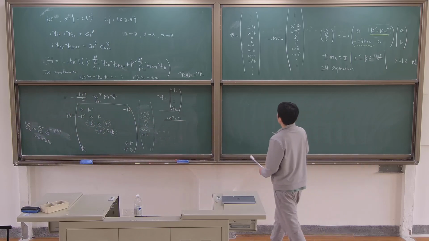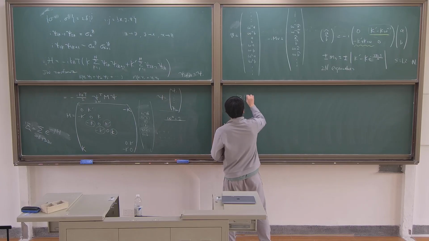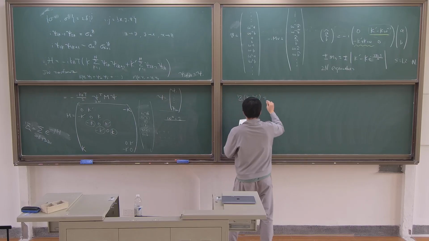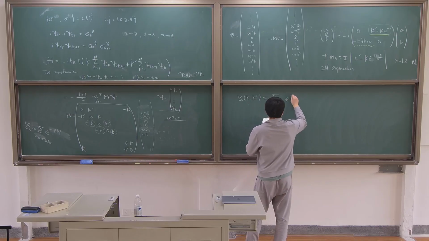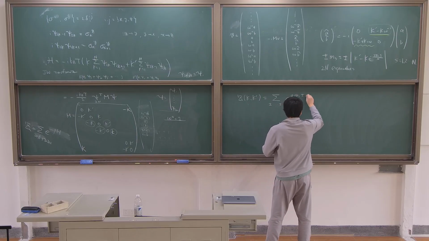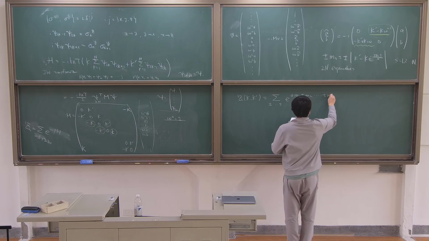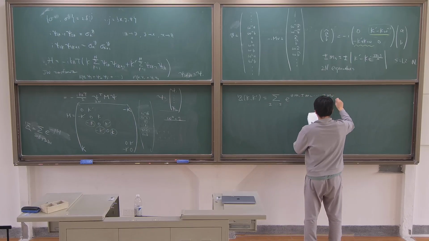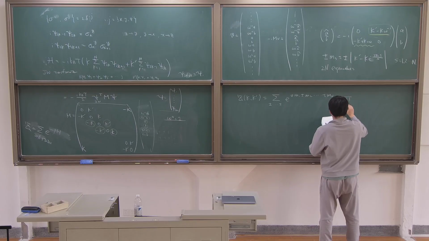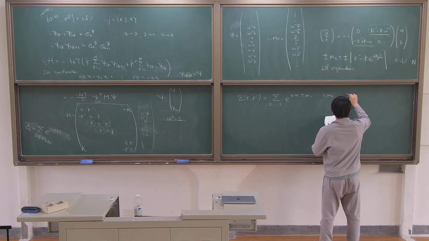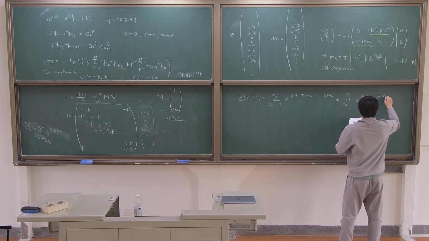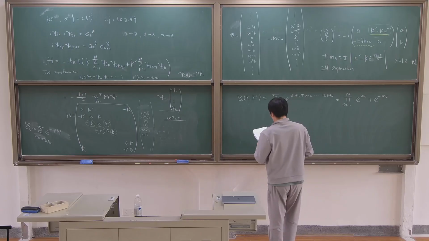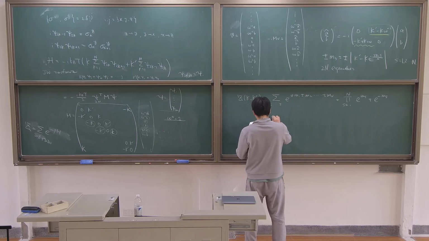Okay, so now for like this way. So this one is equal to n.